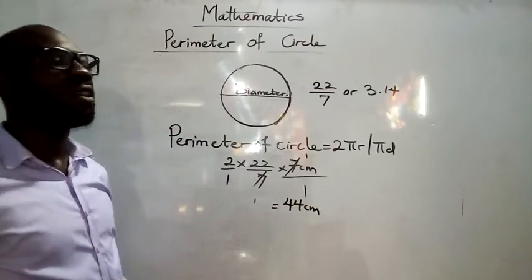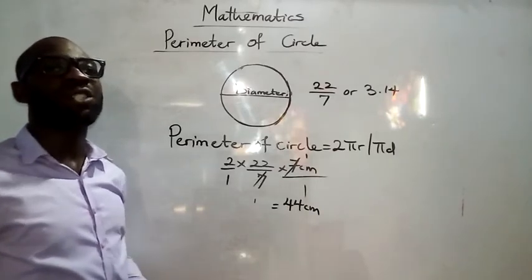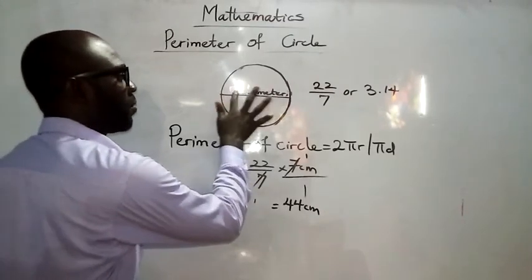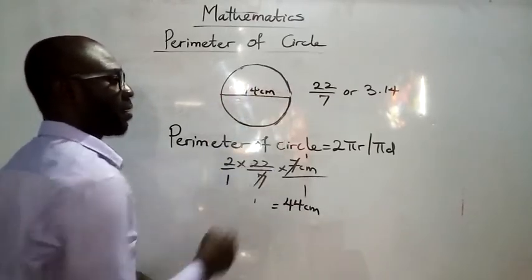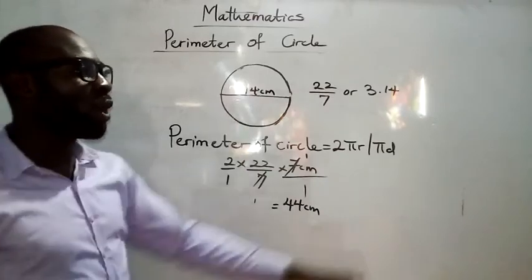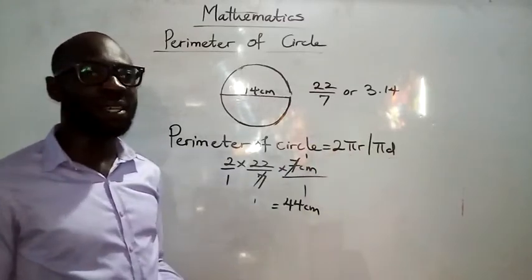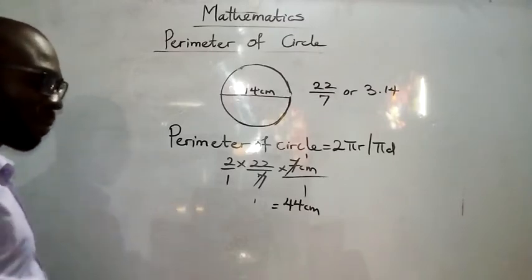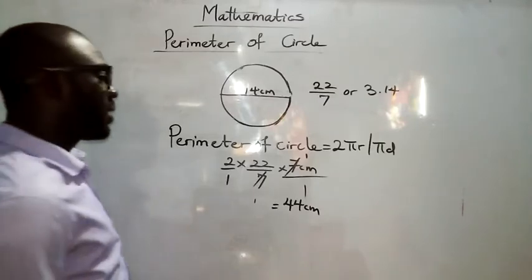Now, if we are given a question saying, find the perimeter of a circle with diameter given to us as 14 centimeters. On the board here we have our circle. Given that it is diameter, well stated, we have 14 centimeters. Now because this is diameter, we go with pi d. The letter r represents radius, while the letter d represents diameter. So we can simply solve by saying, since it is diameter, pi d.